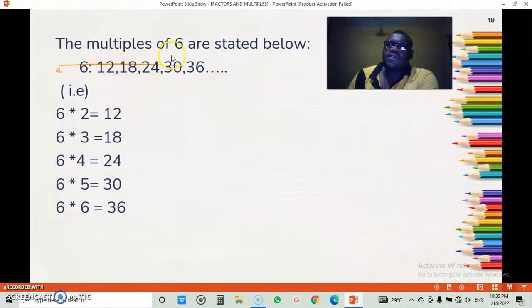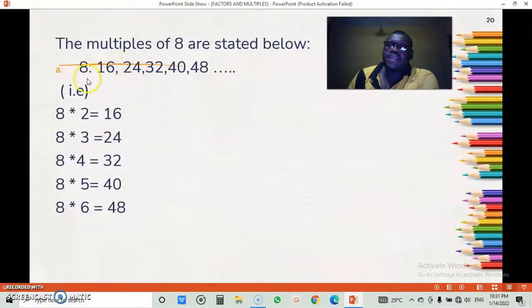The first 6 multiples of 6 are 6, 12, 18, 24, 30, 36. 6 times 2 gives us 12, 6 times 3 gives us 18, 6 times 4 gives us 24, 6 times 5 gives us 30, 6 times 6 gives us 36. So these are the multiples of 6.